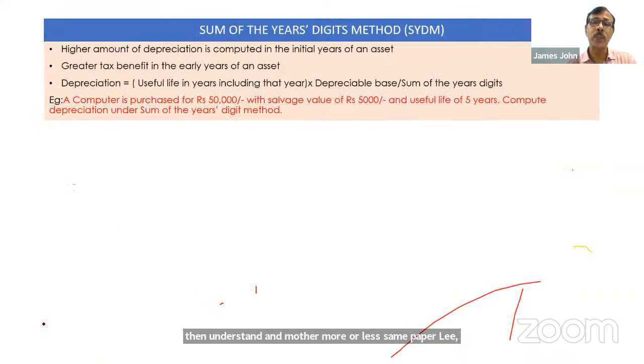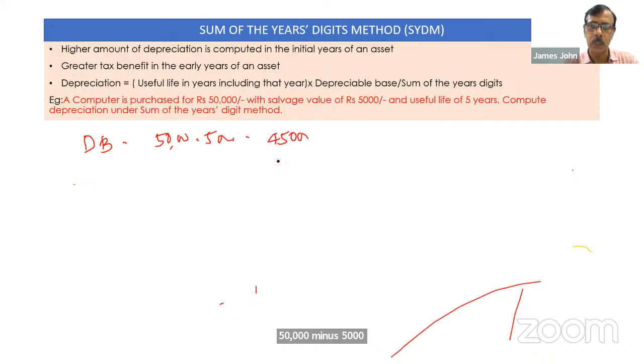Now, next is the sum of the years digit method. The depreciation is calculated using the formula: useful life in years, including that year, into the depreciable base, divided by the sum of the years digit. This is the formula. I'll give an example. Suppose there is a machinery or a computer, its cost is 50,000 and the salvage value is 5,000. So what is the depreciable base? The depreciable base is 50,000 minus 5,000. You will get it as 45,000. Now the useful life is 5 years.